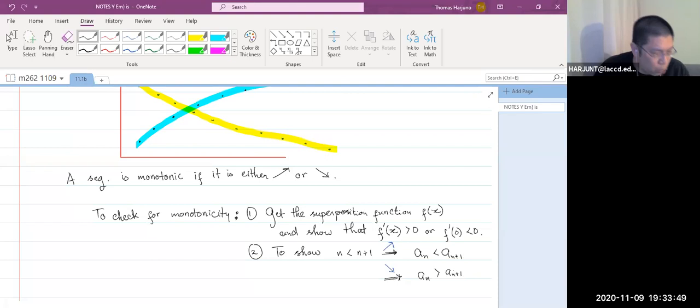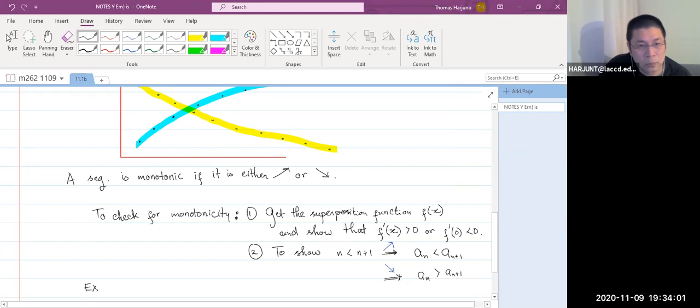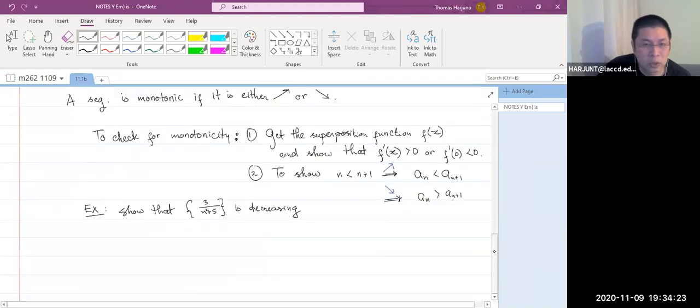In the next two examples, we have these two examples in the book. For example, show that this sequence, 3 over n plus 5, maybe I use n squared plus 5, why not, is decreasing. Show that this is decreasing. I will show you two different ways to do this. Okay, solution, the first one.